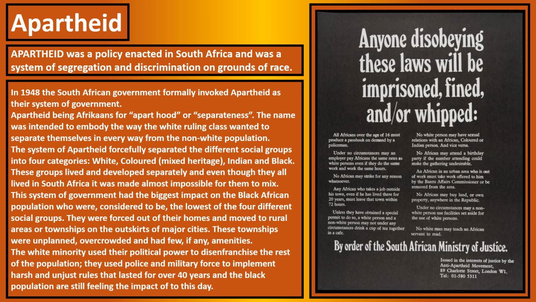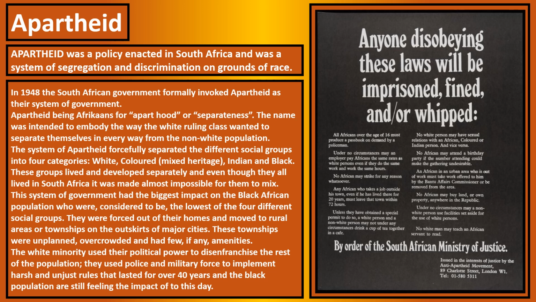That was obviously the ruling and predominant social group. Then there was the coloured social group, and they were people of mixed heritage. There was the Indian social group, and finally the black social group. And these groups lived and developed separately, and even though they all lived in South Africa, it was made almost impossible, and in some cases illegal, for them to actually mix.